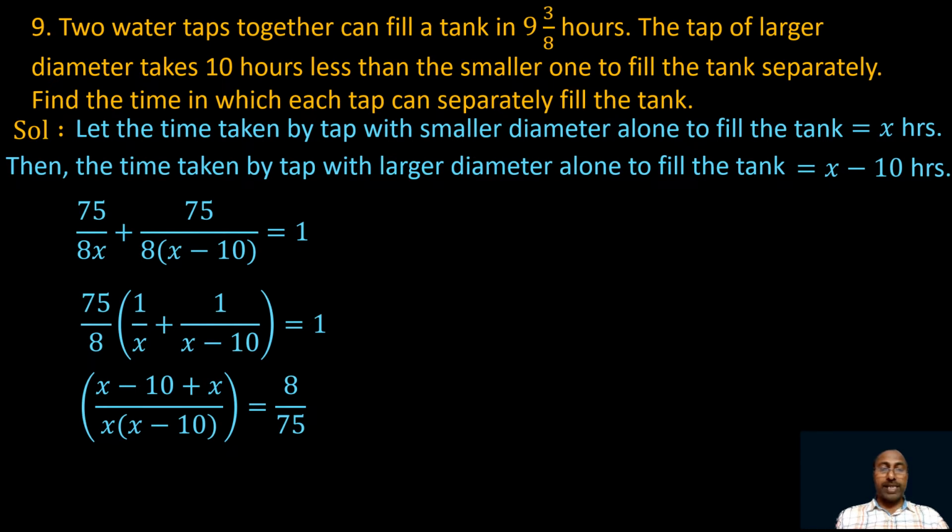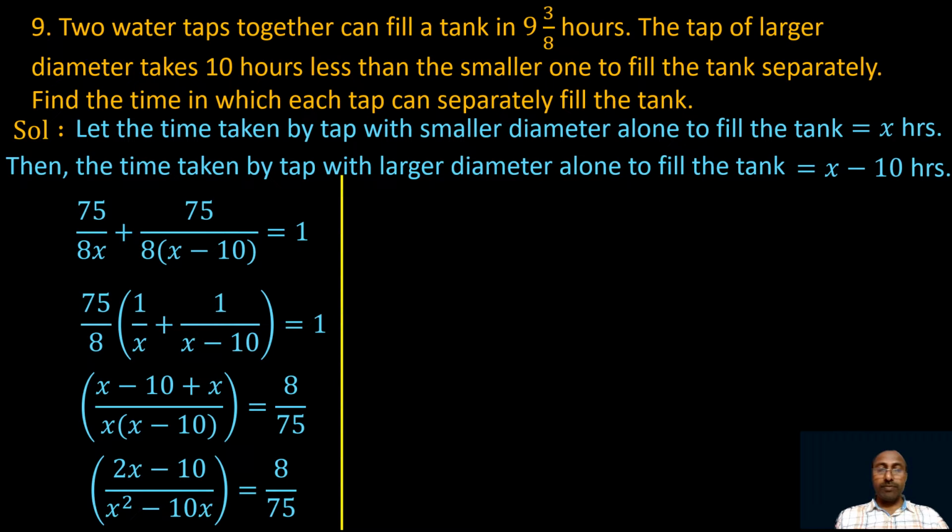That gives x minus 10 plus x by x into x minus 10, and we are transposing 75/8 to the right side. Then it becomes 1 into 8 by 75, that is 8 by 75. Now on the right side, in the numerator x plus x, 2x minus 10, and in the denominator x into x minus 10 is x square minus 10x. Now by cross multiplication we have 8 into x square minus 10x.